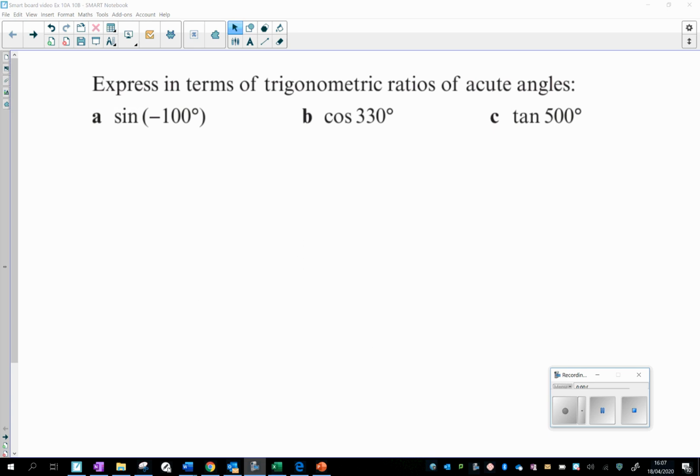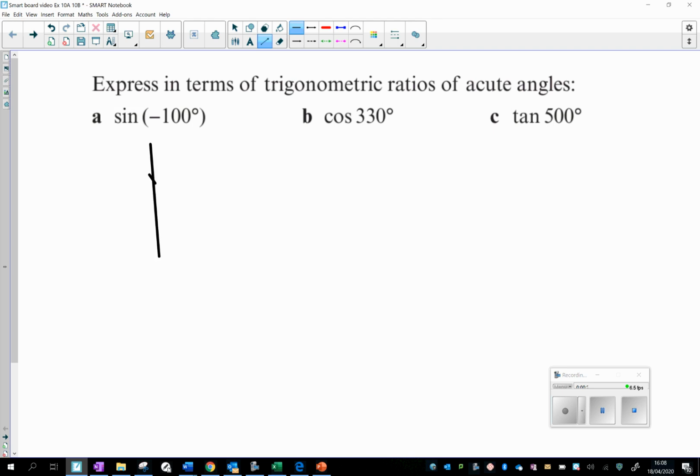All of these, and notice that what we've got here are three angles, some positive, some negative, and they're all not acute. So none of them are between 0 and 90. Okay, so what we've got to do is write each of these either as a positive sine, cosine, or tangent of an acute angle, or it might be negative.